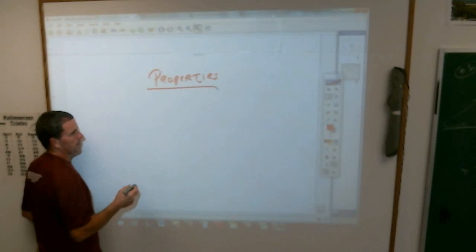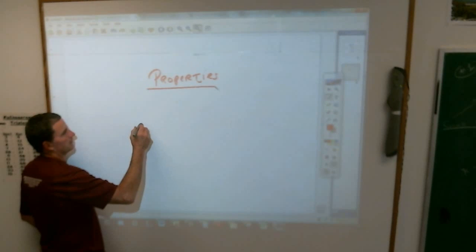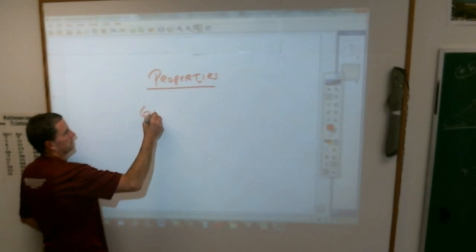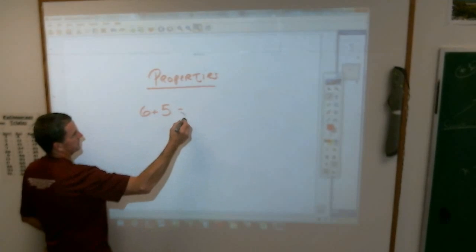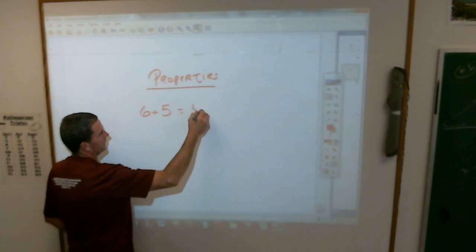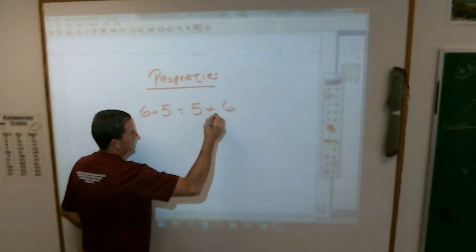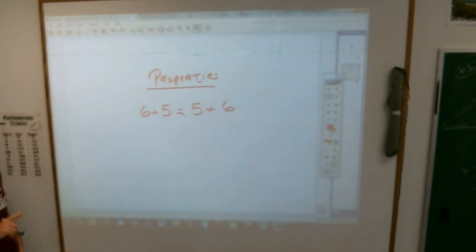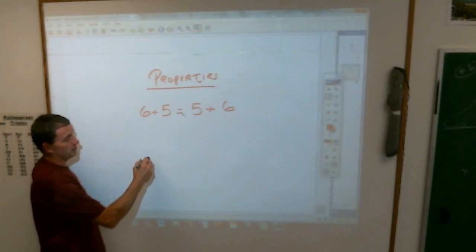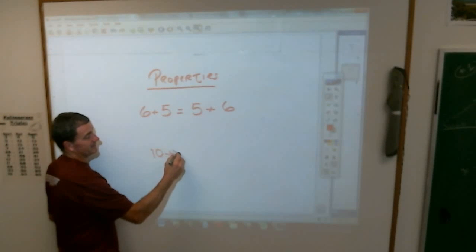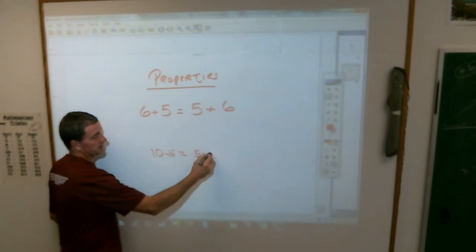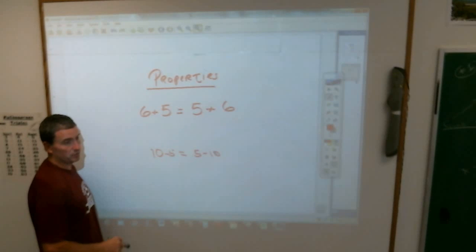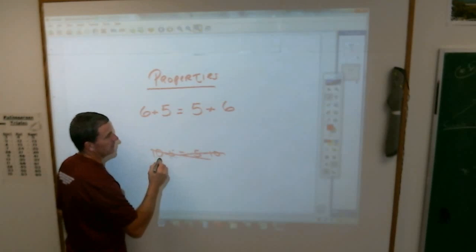In math, you know that 6 plus 5 is the same thing as 5 plus 6. And we take that for granted, but please know it's not. It doesn't work for everything. You can't just flip-flop numbers. For example, 10 minus 5 is not the same as 5 minus 10. You can't do that with subtraction. They're totally different, so you have to be careful.